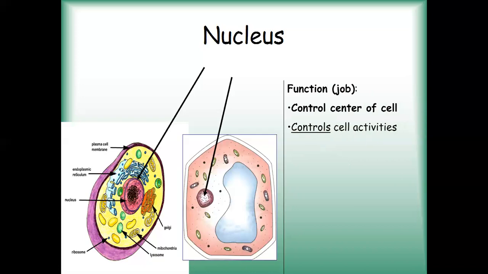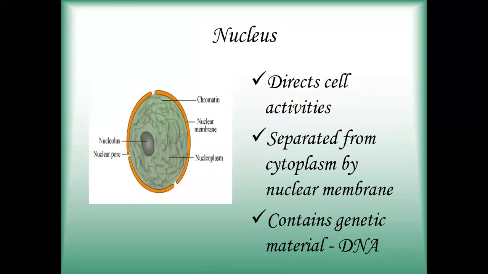Let us see the function of the nucleus. From this, we have learned that the nucleus is the control center of the cell. All the activities which are happening inside the cell are controlled by the nucleus, and it contains chromosomes. Chromosomes contain genes which are responsible for transmission of hereditary characters.